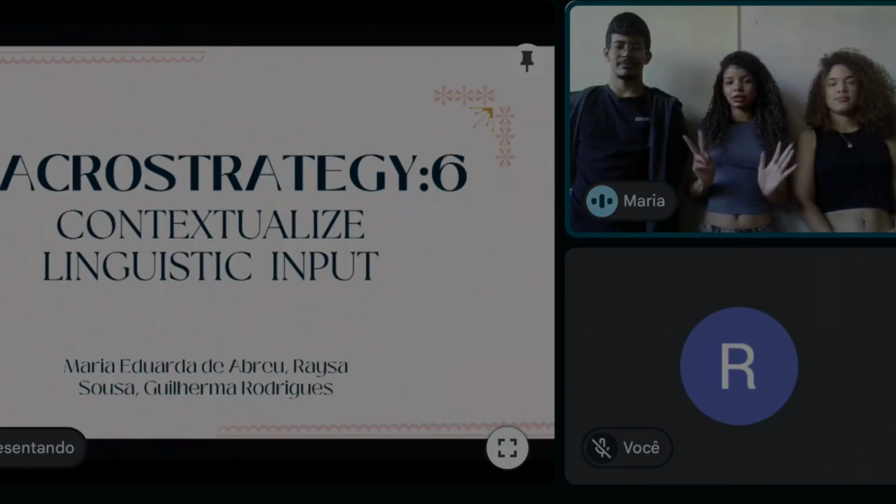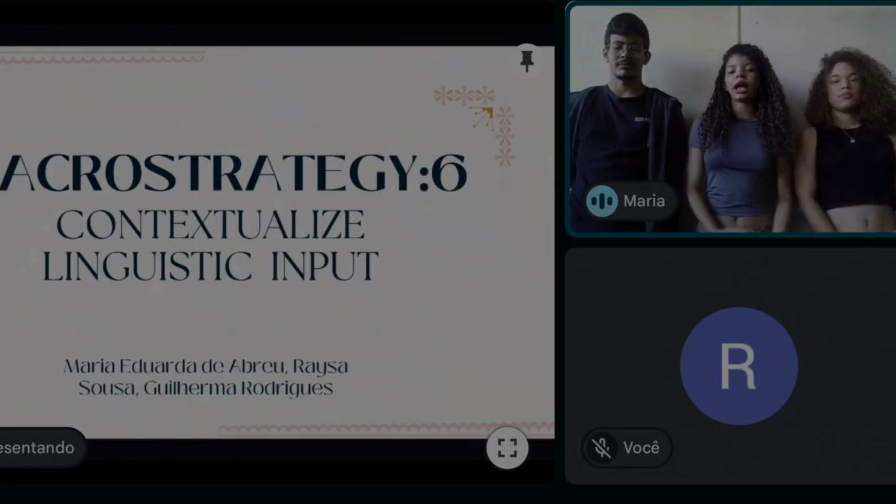We chose the sixth topic of the text of Macrostrategy. It's Contextualize Linguistic Input. I'm going to start talking, and then Guilherme, and then Eduarda.